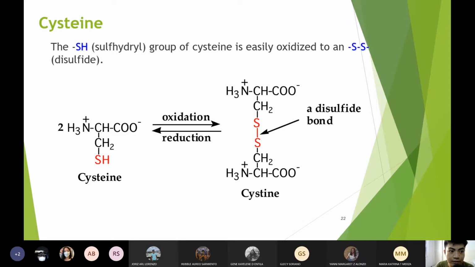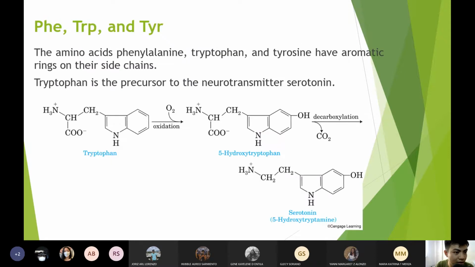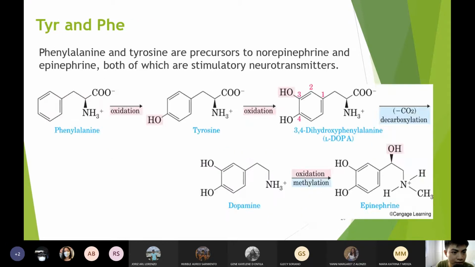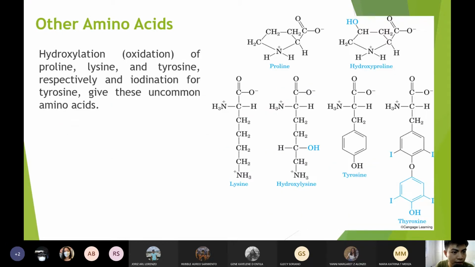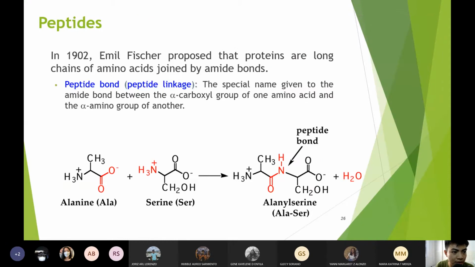So here are some reactions of the other amino acids. Cysteine is the reason why our hair becomes curly, and why we get rebonding. And then these amino acids are precursors in the formation of our hormones, and neurotransmitters, and other amino acids. I already discussed that last time.